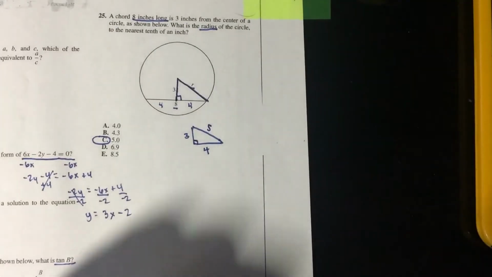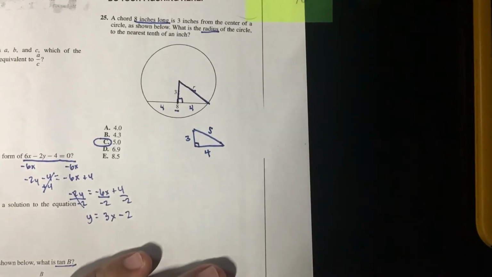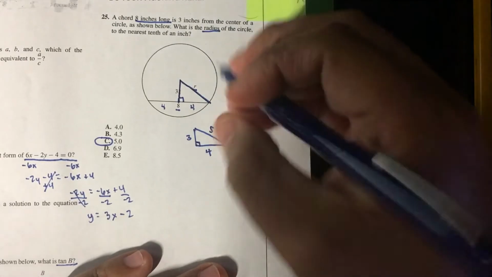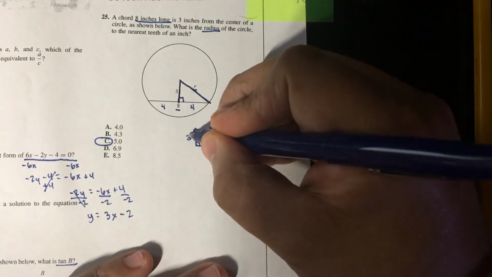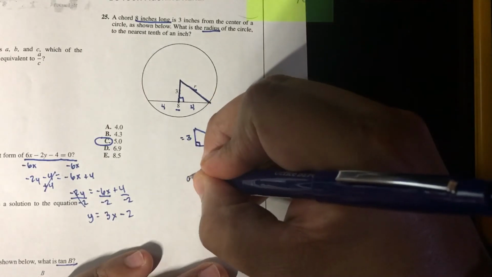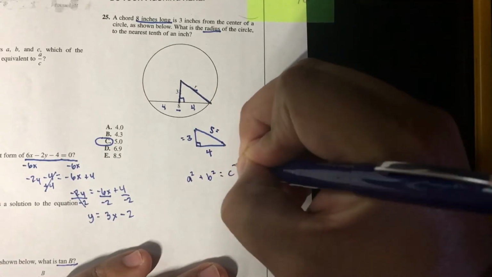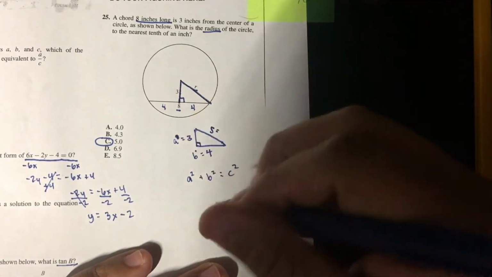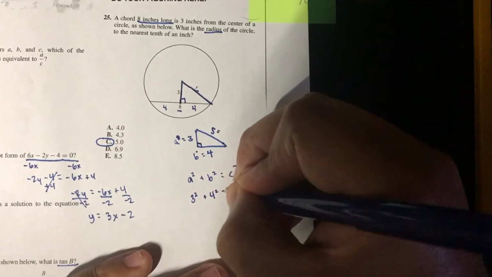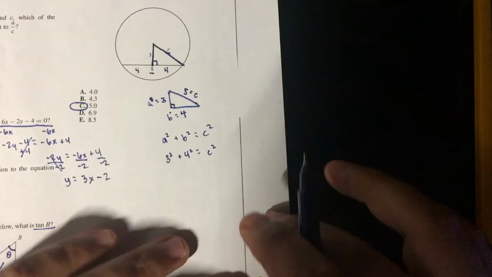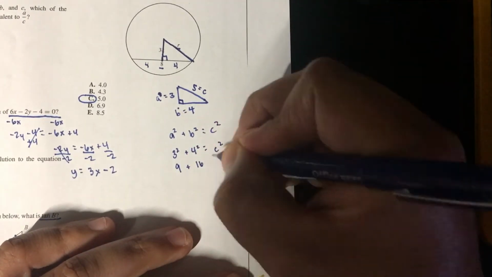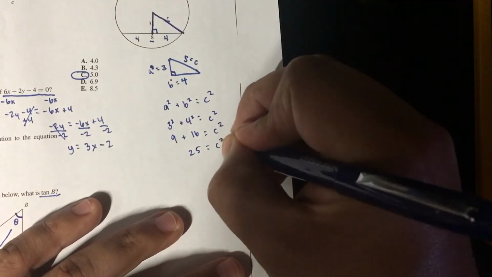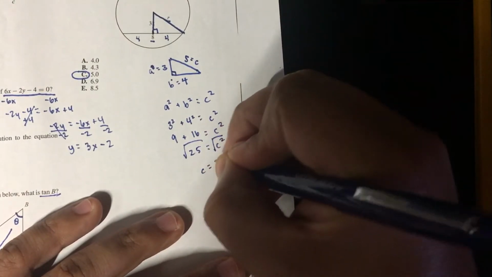Now, if I just didn't remember the 3, 4, 5 triangle, I could still solve for this right here using the Pythagorean theorem, a squared plus b squared equals c squared. Oh, not b squared, this is a. So 3 squared plus 4 squared equals c squared. This is c. So 9 plus 16 equals c squared. 25 is equal to c squared. Square root of 25 is equal to 5.